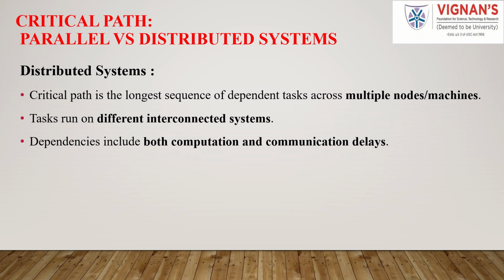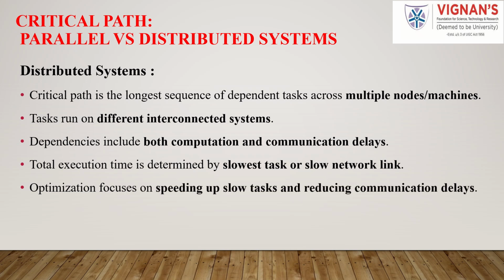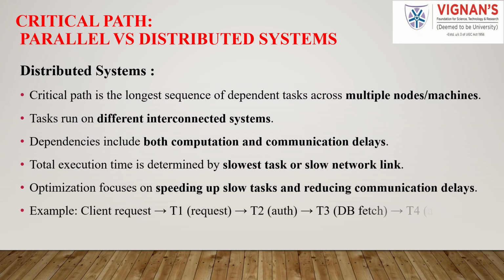Even if some nodes finish early, the total execution time is determined by the slowest task or the slowest network link on the critical path. Optimizing tasks that are not on the critical path does not improve overall performance. Therefore, performance optimization in distributed systems focuses on speeding up slow tasks and reducing communication delays. For example, in a client request workflow, the sequence from request reception, authentication, database access, result aggregation, and response transmission forms the critical path and determines the total response time.